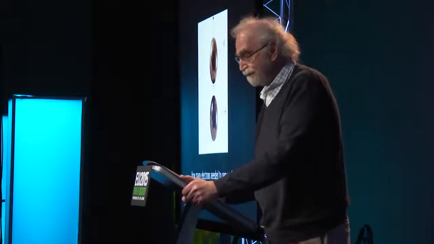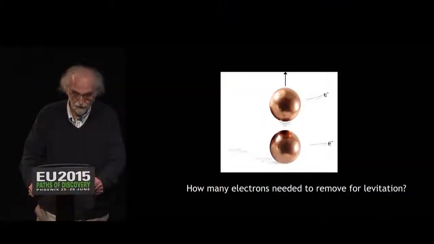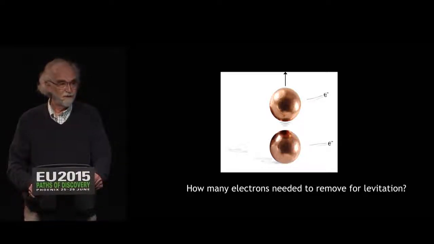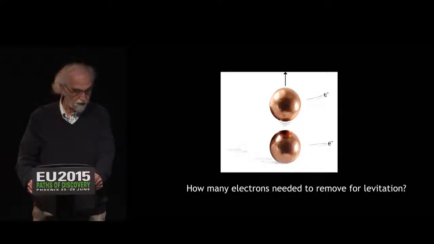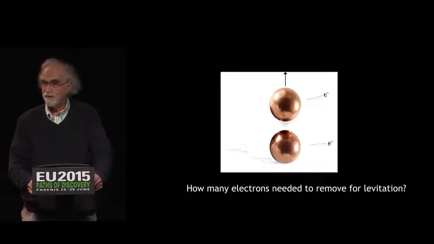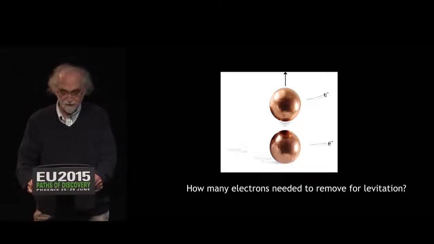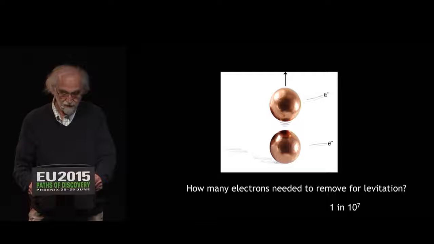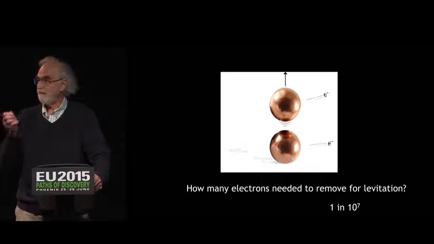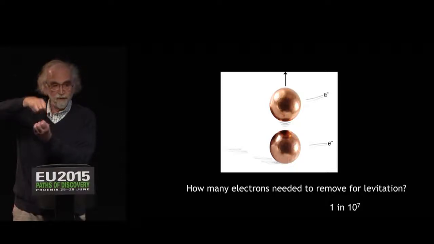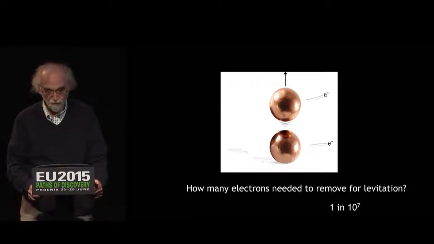Here's another example. You take two copper balls sitting on top of one another, and you start removing electrons from each one of them. That leaves the two copper balls positively charged. The question is, how many electrons do you need to remove so that the top one levitates? It turns out the answer is 1 in 10 to the 7th. In other words, only about 1 in 10 million electrons need to be removed so that this ball, because of repulsion, starts levitating. A really small fraction.